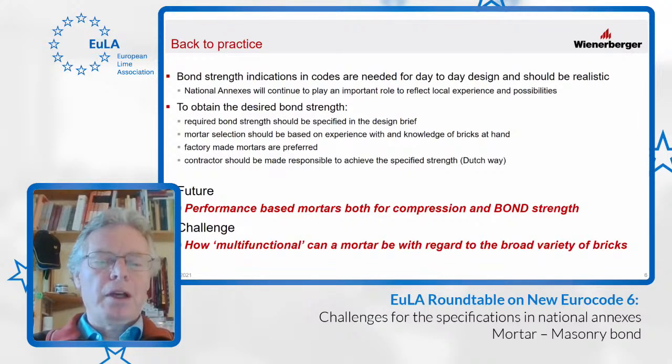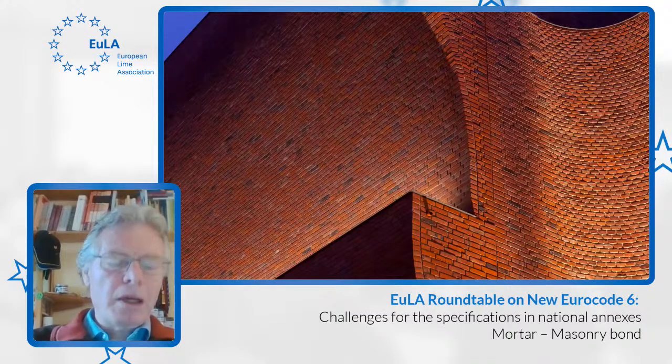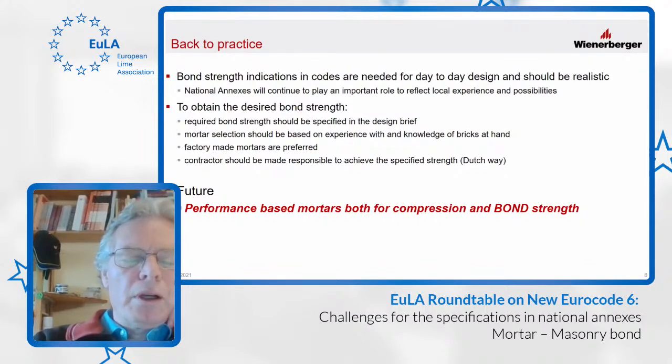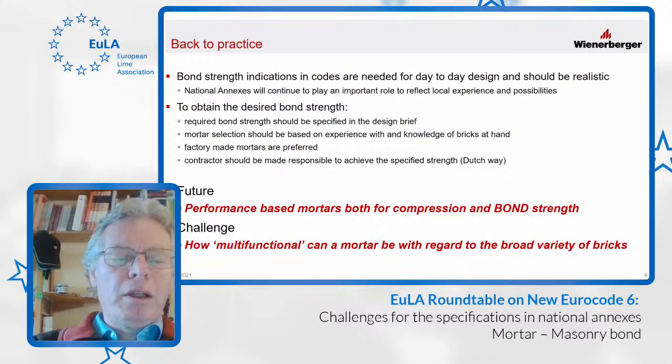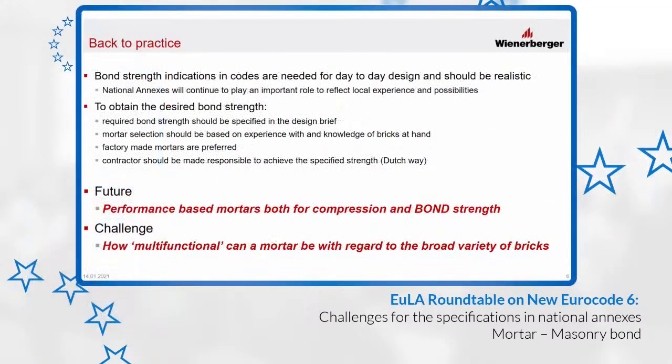For the future, I think we need performance-based mortars. I think we need performance-based mortars both for the compression strengths and for bond strengths, and it will be a challenge for the mortar producers how multifunctional they can make a mortar with regard to the broad variety of bricks that are available on the market. Do they need 10 different mortars, or can they cope with 3 mortars for all the bricks or whatever? I don't know. I think it's not that easy just to state the mortar compressive strength. That is not enough to achieve a good bond strength in practice. Okay, that is it for me at the moment.